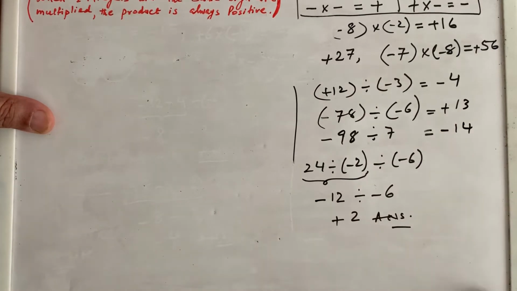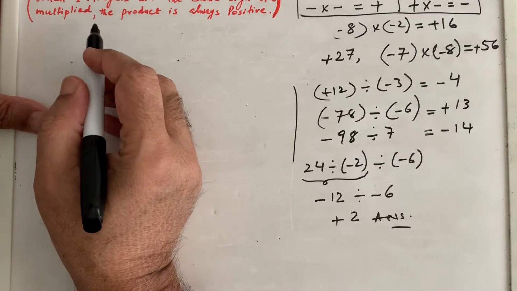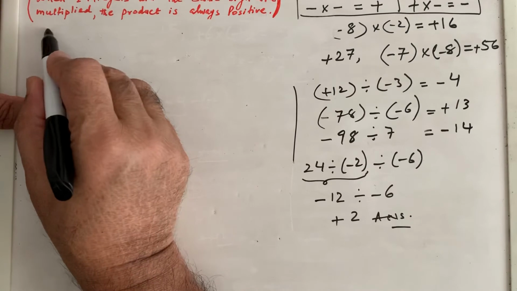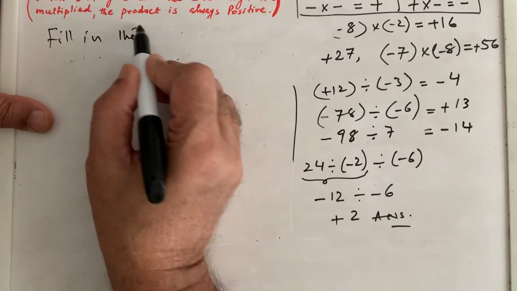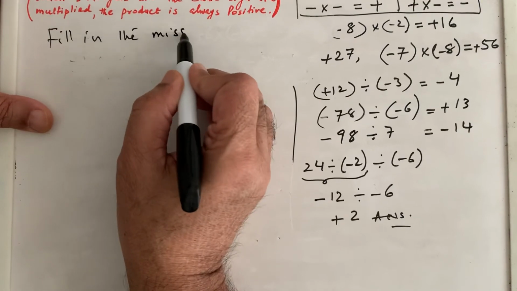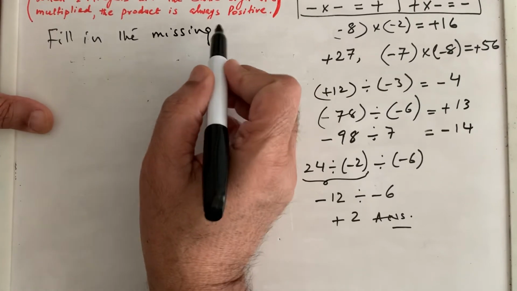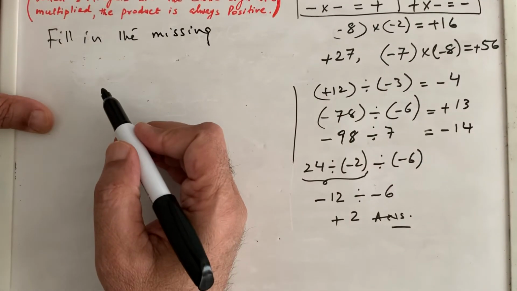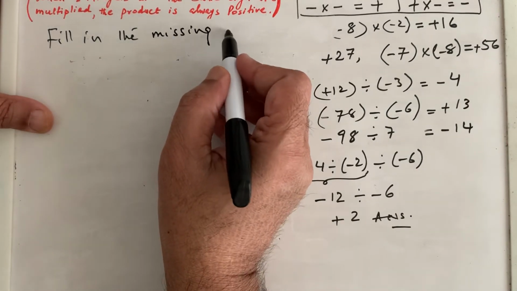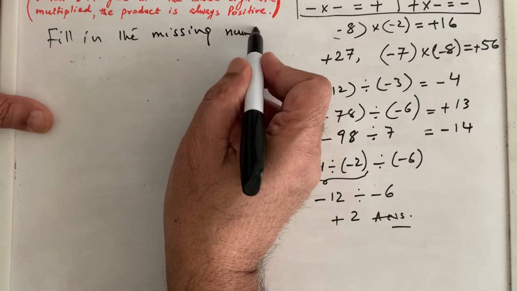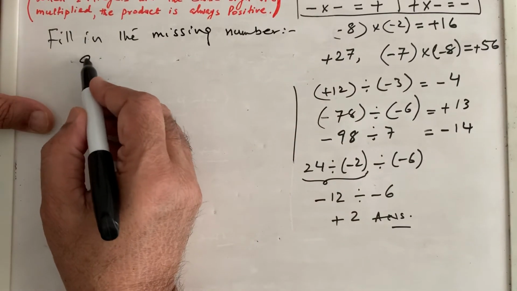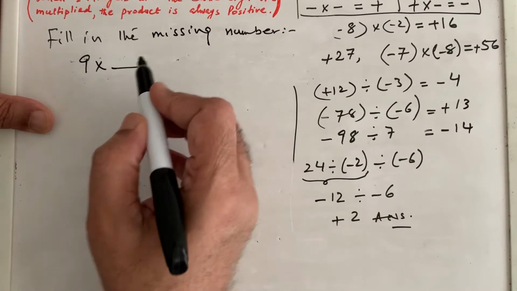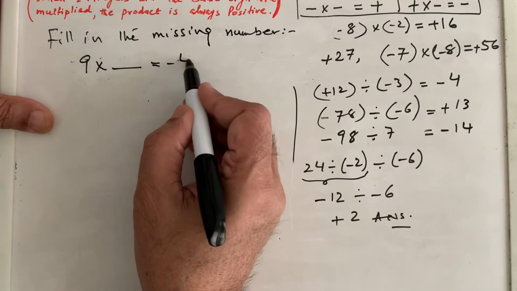So now we see some more examples, like a question can be asked, fill in the missing number. But the rule will be the same, that you have to make the practice of these rules. Fill in the missing numbers. So how is it asked? I am giving you an example of how this question is asked. 9 times blank is equals to minus 45.